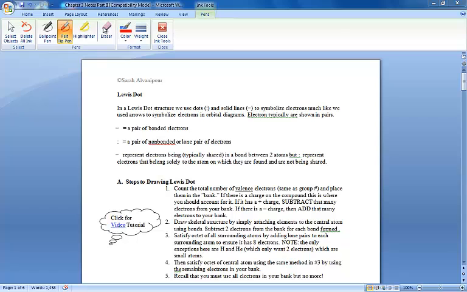Well, this particular chapter takes that one step further and allows us to draw the structure of that particular compound and then determine what the shape or geometry is when we look at it three-dimensionally. So it basically makes things come full circle.